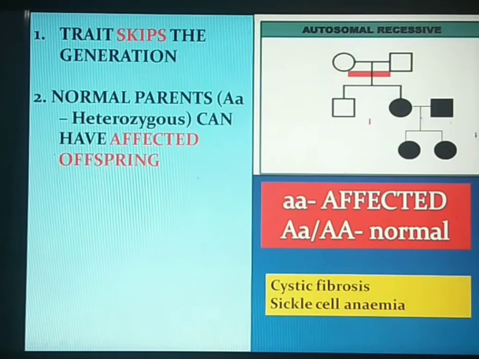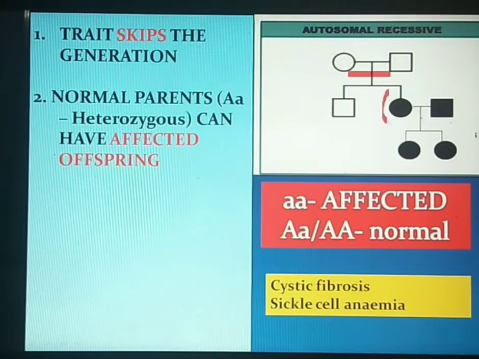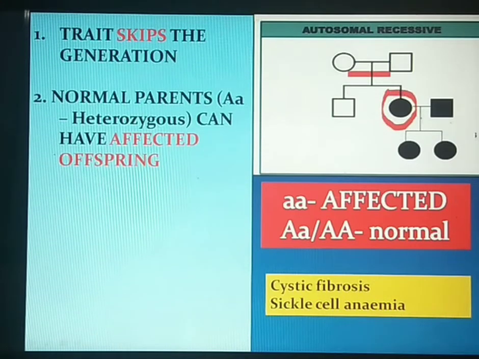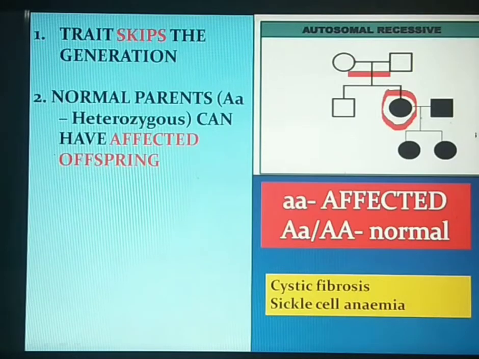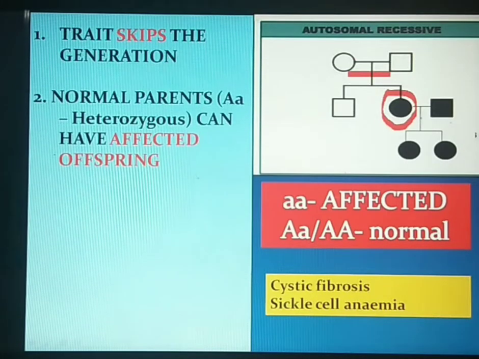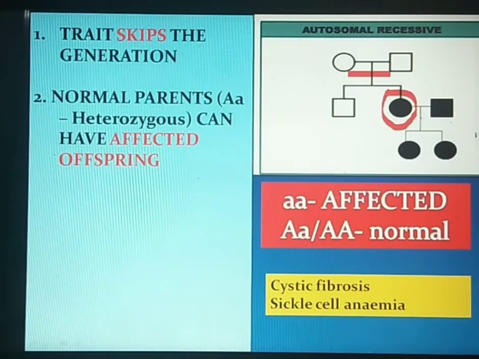Second, normal parents can have affected offspring. We can again see here, normal parents, but the parents should be heterozygous, with capital A, small a. Then only we can get the offspring which is affected. And since here it is small a, that is affected here.